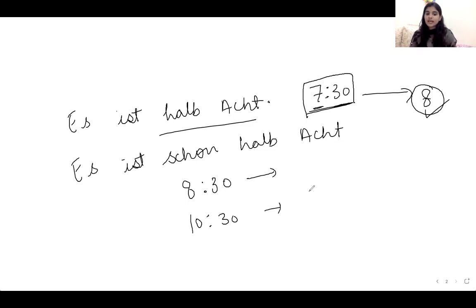Es ist halb 11. Es ist halb 11. So I hope that like 7:30, 8:30, 9:30, 10:30, you can tell me in context of the time. Jo ab bajne wala hai, jo ab hone wala hai, uske reference mein you will tell me that aadha 11 baj chuka hai, aadha 9 baj chuka hai, aadha 8 baj chuka hai.